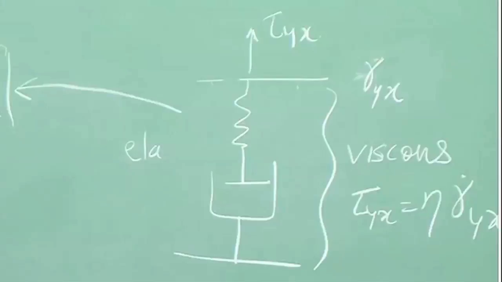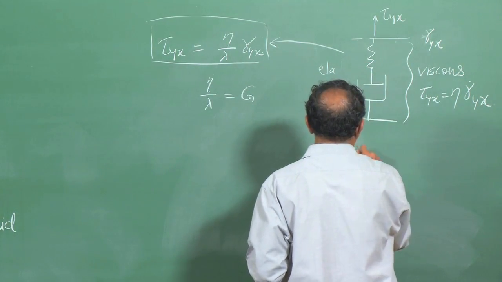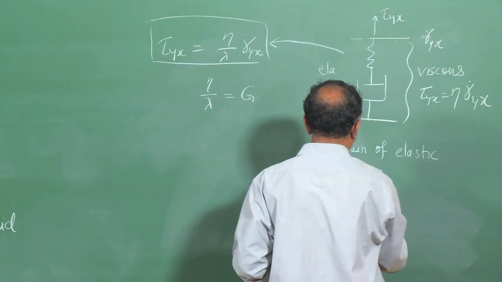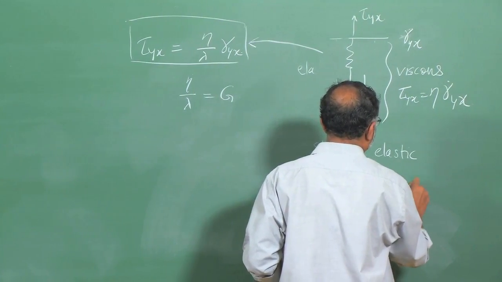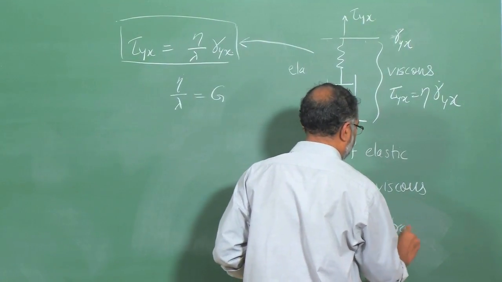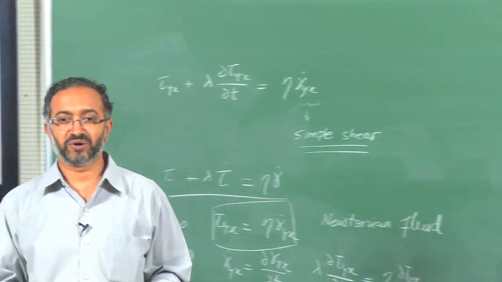Just the way a complex electric circuit can be simplified by realizing current or voltage going through different resistances and capacitances, we can simplify mechanical analogues by analyzing how stress and strain are subjected to in these different springs and dashpots. What you will see is strain of elastic element plus strain of viscous element is the overall strain. And with this, if you put together, then you have the Maxwell model of viscoelasticity.